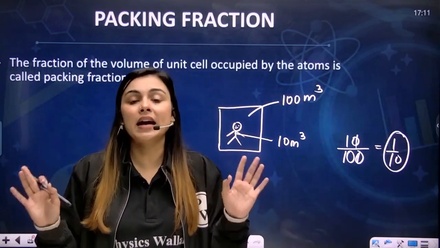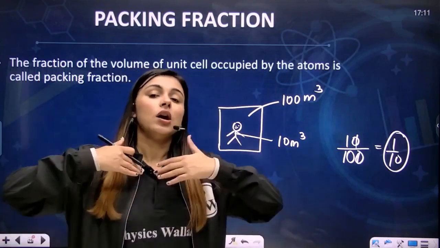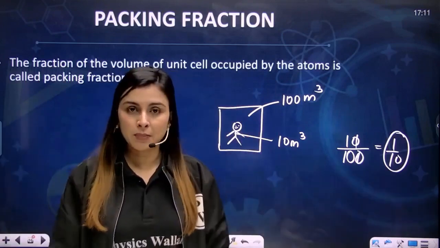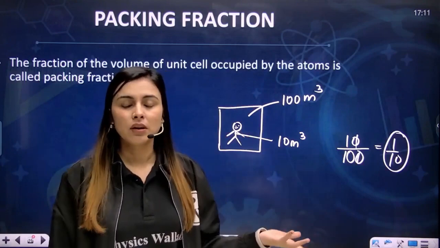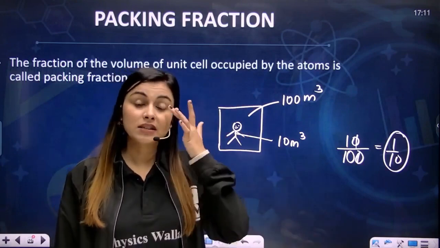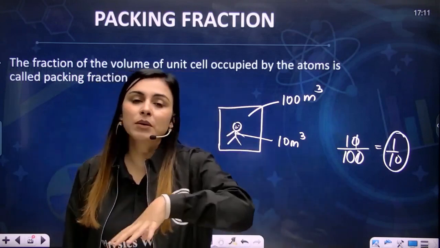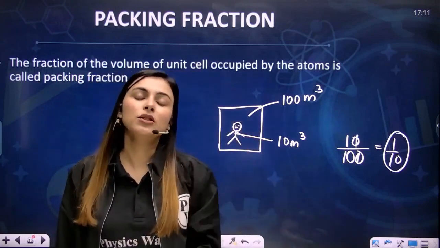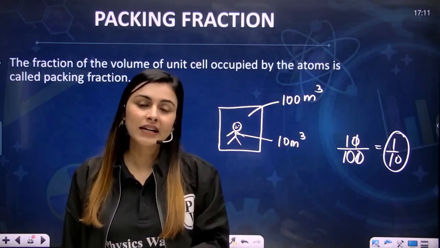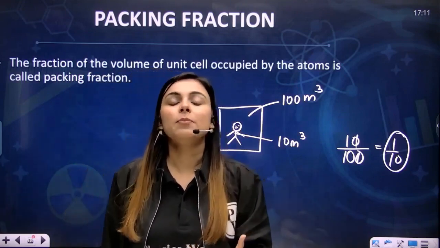Because only I am standing here. What if this whole room is filled with people and everyone will have some volume, right? Yes, so the packing fraction for that room would be the volume of all the people present in that room divided by the total volume of that room. So this is exactly the packing fraction.